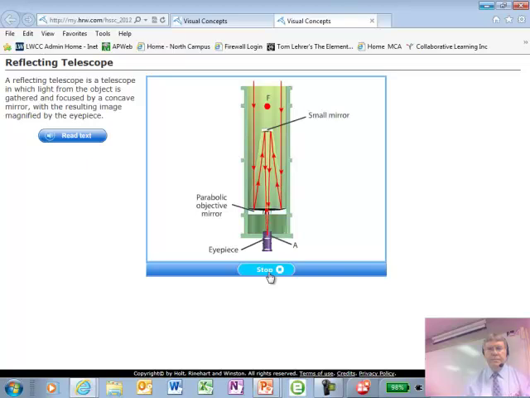The light then passes through a very small hole in the center of the objective mirror and comes to a focus at point A. An eyepiece near point A magnifies the image. It is interesting to note that the small mirror and the hole in the parabolic objective mirror do not block out or mask any part of the image. However, they do reduce its brightness slightly.